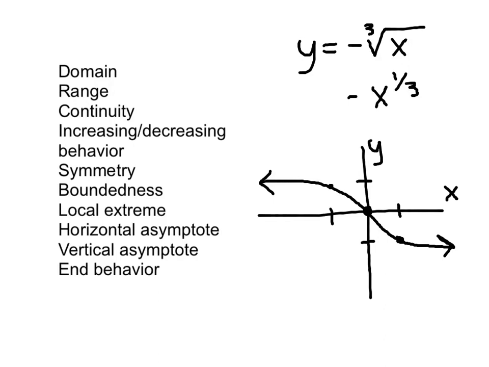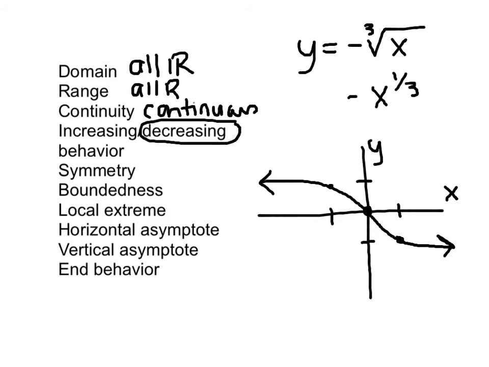And so if I were to analyze this graph, it's the cube root graph, sort of just flipped upside down. Its domain would be all real numbers. Its range would be all real numbers. This is a continuous graph. This graph is decreasing from -infinity to infinity. This graph is an odd function from the spinning thing.